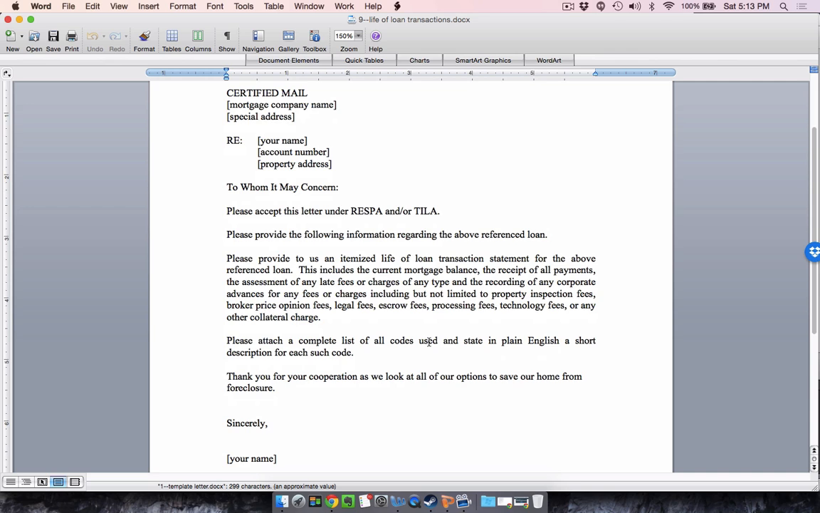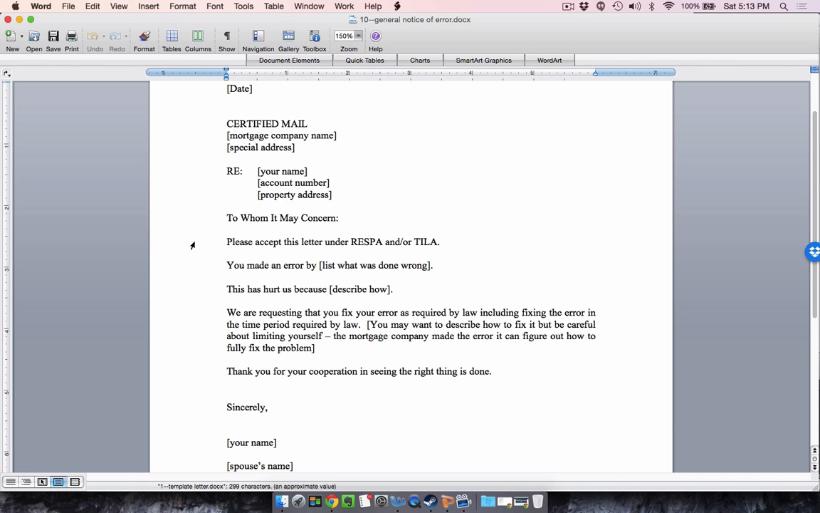Obviously, if they were doing that, what would you do? You'd send a request for information: why are you applying my payment on the 20th when you take it out on the 1st? There'd be a notice of error. You made an error doing this, now fix it. All right, so this is just kind of a general notice of error. You made an error by, and you list what was done wrong. This has hurt us because, and you describe it. We want you to fix it.